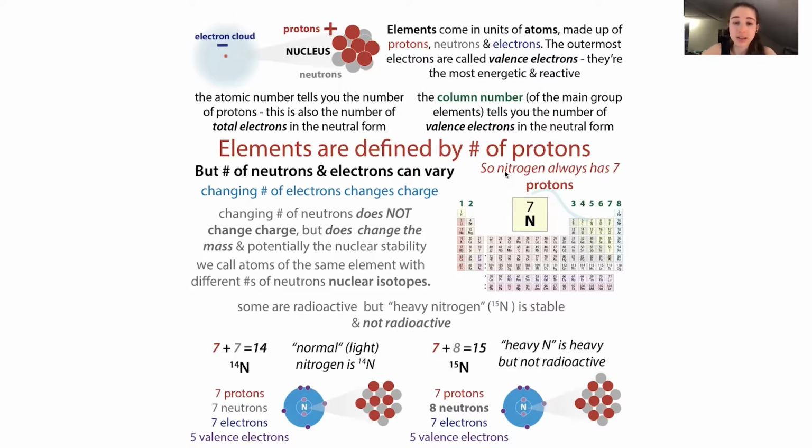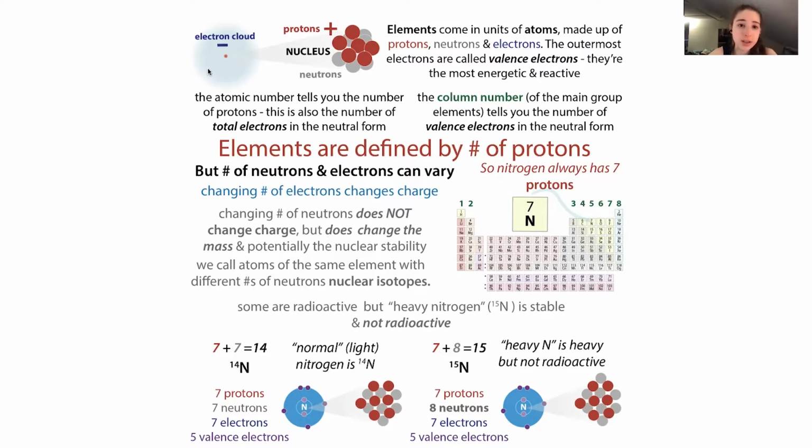But the number of neutrons and the number of electrons can vary. If you change the number of electrons, you're going to change the charge because the electrons are negatively charged. If you change the number of neutrons, you're not going to change the charge because neutrons are neutral. But you're going to change the mass because neutrons have mass. Electrons are so tiny, we typically don't even think of them as having a mass, but the neutrons have about the same mass as the protons. So if we add a neutron, we're adding weight, and when we're adding weight, we're potentially destabilizing the nucleus. If you thought we ignored the protons, we really ignore these neutrons most of the time because they're neutral.